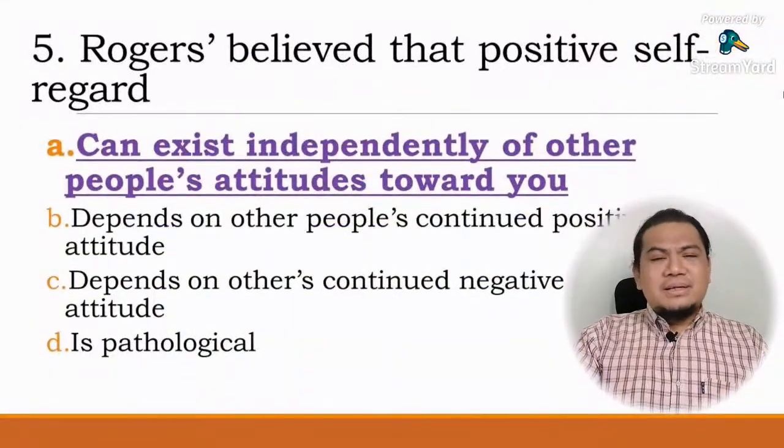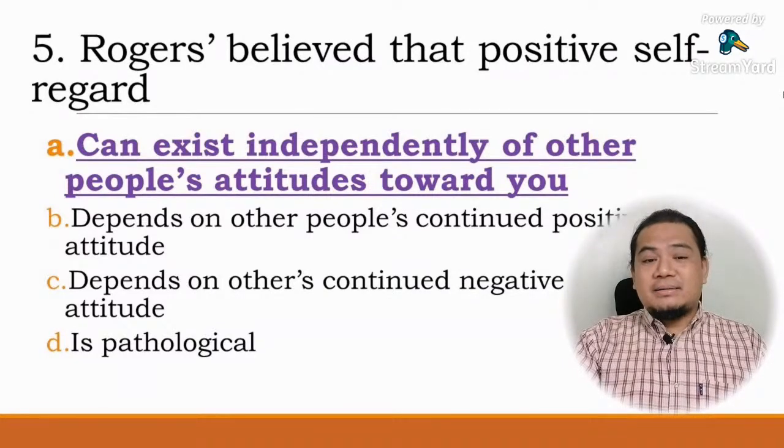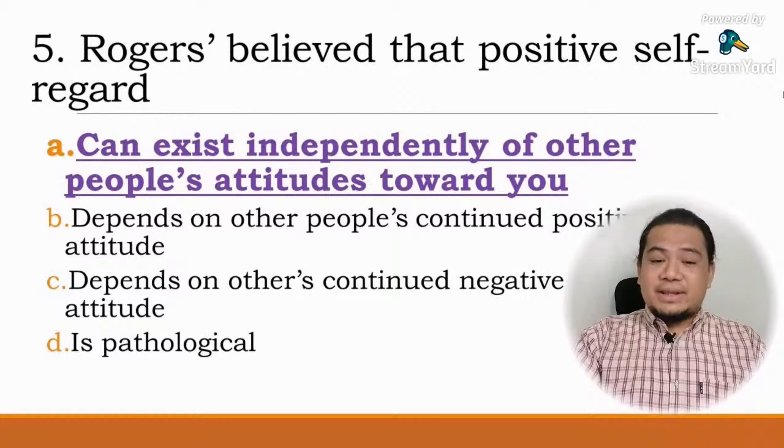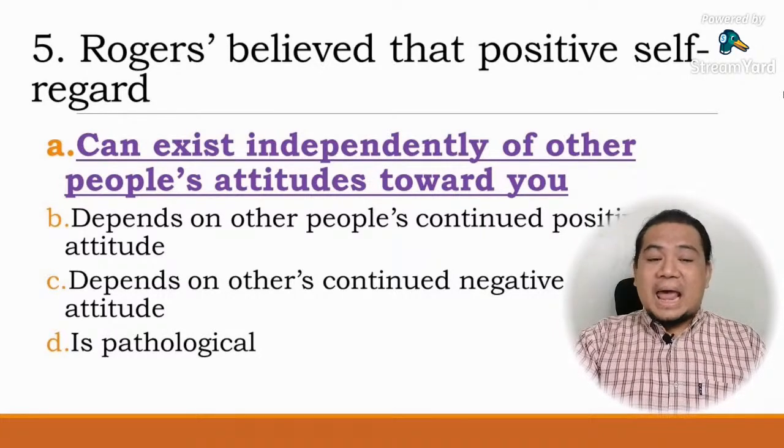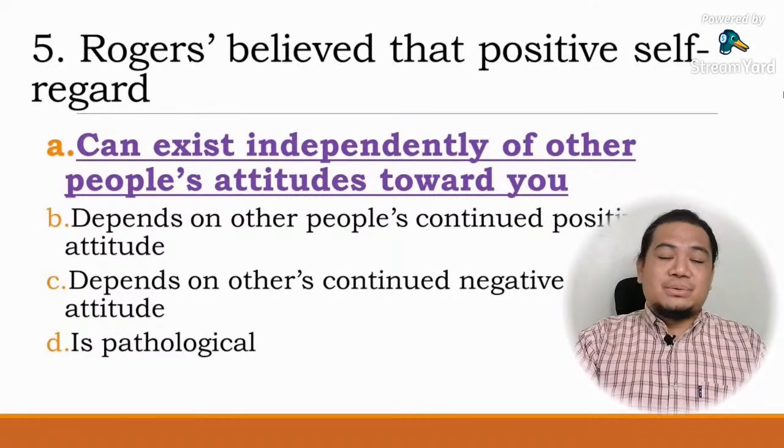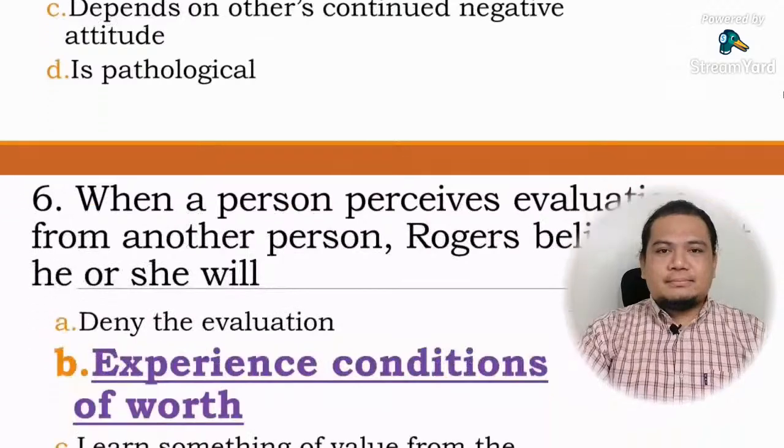Number 5, Rogers believed that positive self-regard, the answer is letter A, can exist independently of other people's attitude towards you. As children or adults become aware that another person has some measure of regard for them, they begin to value positive regard and devalue negative regard. That is, the person develops a need to be loved, liked, or accepted by another person, a need that Rogers referred to as positive regard.